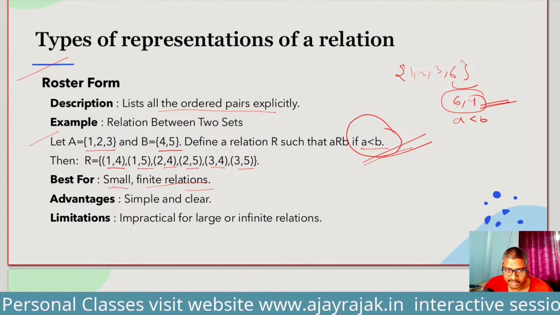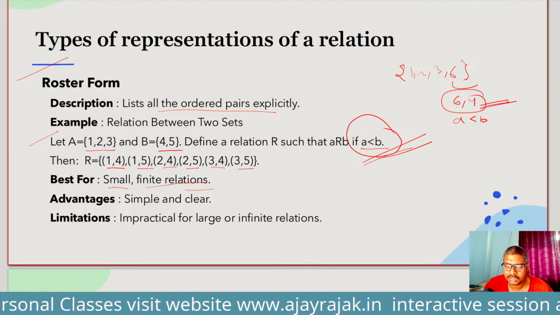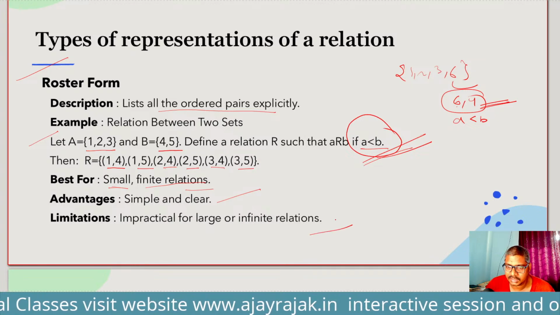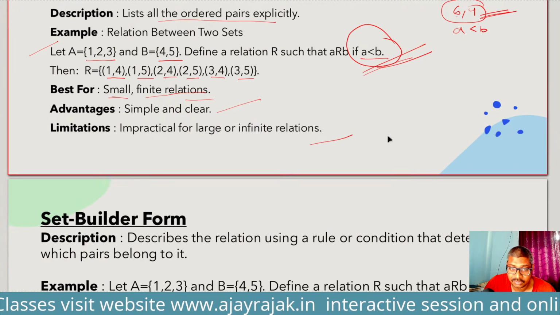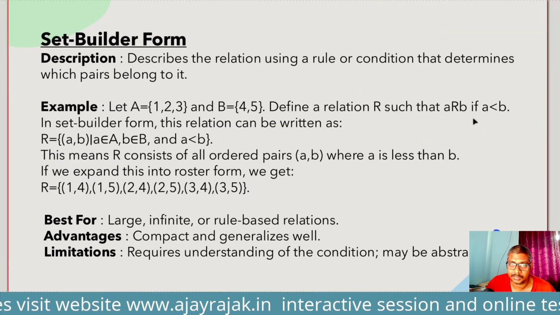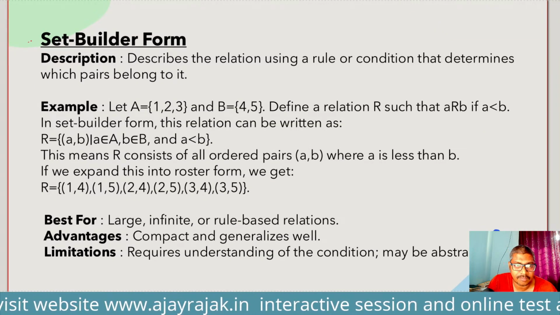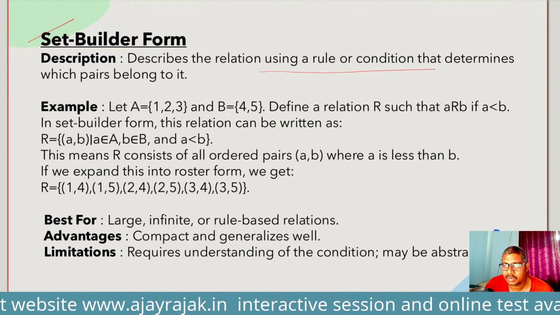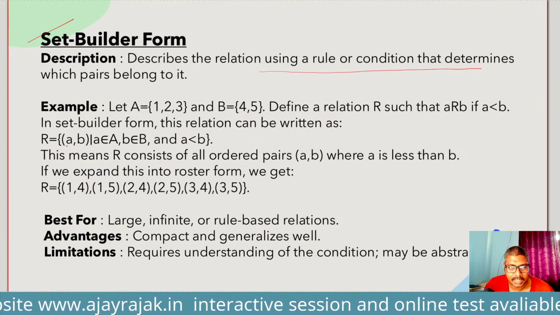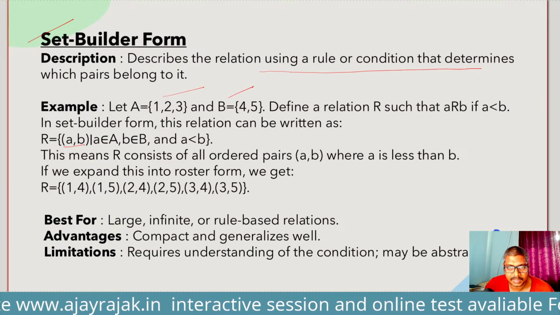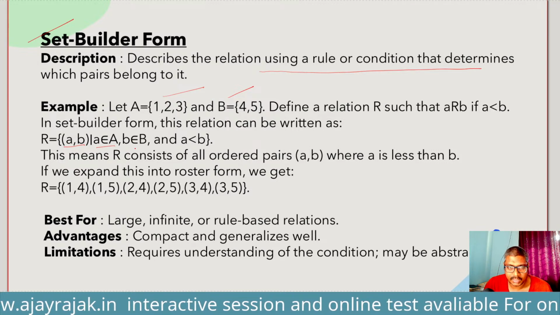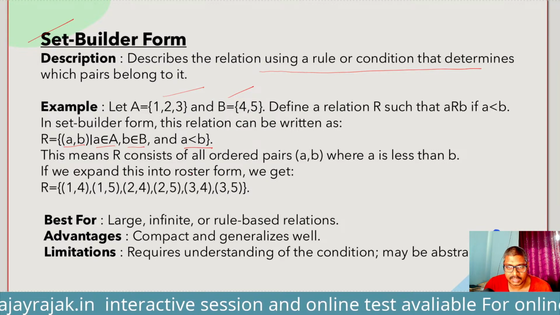A small finite relations. So roster form is good for the small and finite relation, simple and clear, impractical for the larger and infinite relation. So if it's not suitable for the larger and infinite relation, which type of representation is there? Set builder form. So relations using a rule or conditions determines. Like here we are representing A comma B. A is this element and B is the same example as previous one. So a belongs to A and b belongs to B, and a should be less than b.